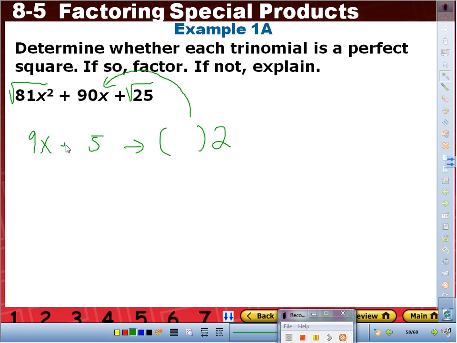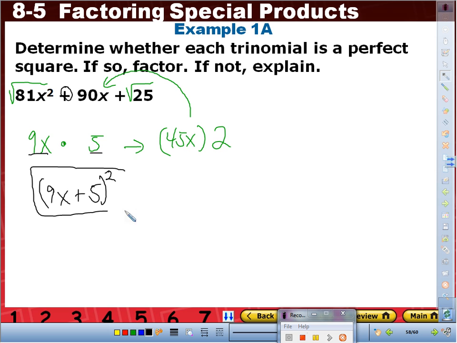Let's see. What is 9x times 5? 45x. 45x times 2, that. Then this is a perfect square trinomial. So it says, if so, factor. So check this out. This is how easy this is. My first term is 9x. My last term is 5. I use the sign of the middle term of the trinomial, and I write it squared. Why squared? Because it's a perfect square. And I'm done. Copy that, please.